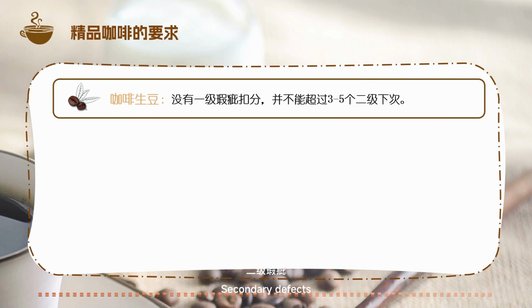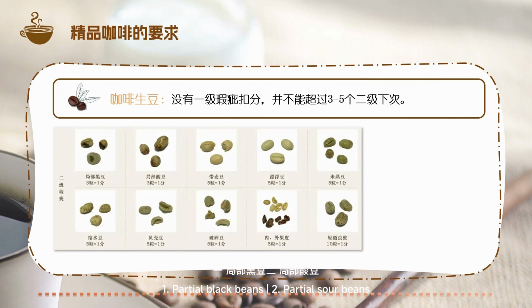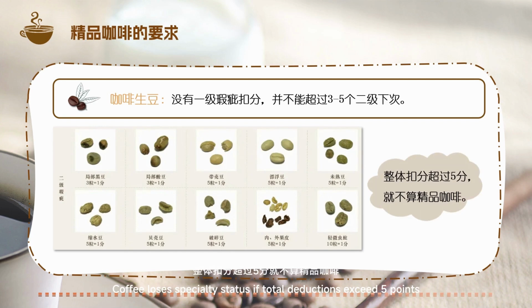Secondary defects. 1. Partial black beans. 2. Partial sour beans. 3. Shell beans. 4. Floaters. 5. Immature. 6. Shell fragments. 7. Broken beans. 8. Brown husks. 9. Slight insect damage. Deduct points according to the defect classification chart. Coffee loses specialty status if total deductions exceed 5 points.